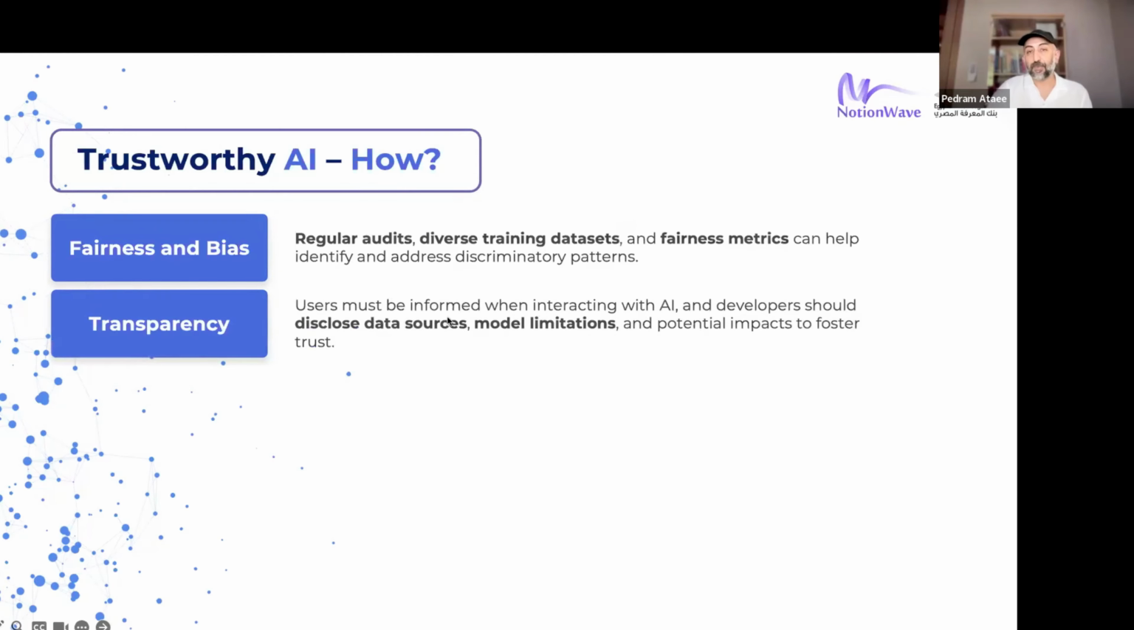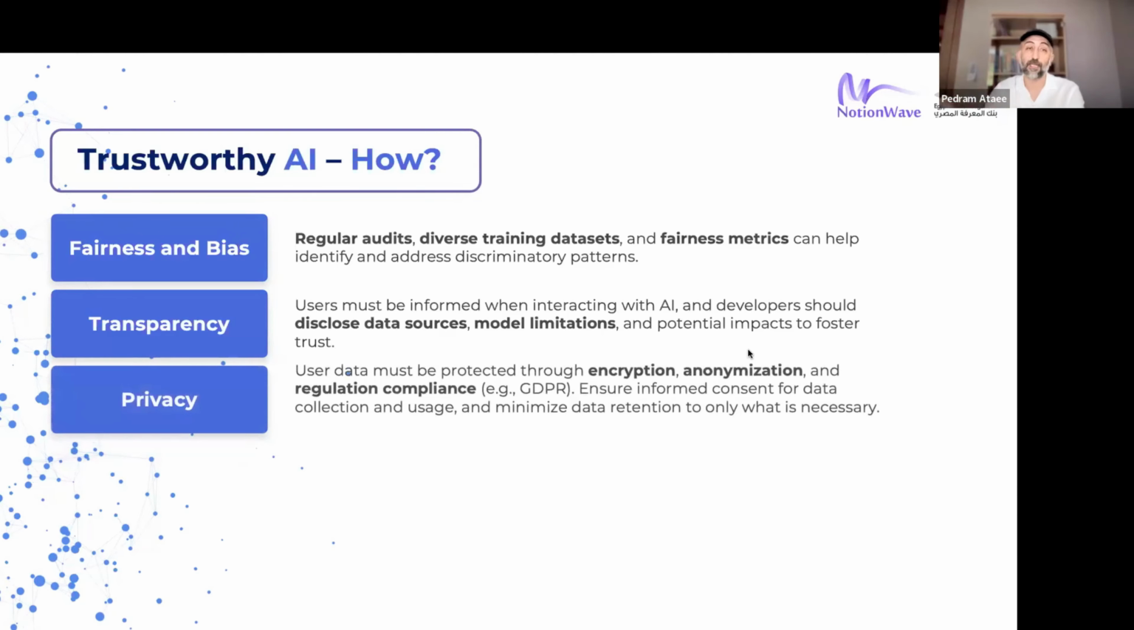For transparency, every time we want to build AI, we have to disclose data sources. If we are an AI company, then we have to disclose model limitations. If we are researchers and want to use AI-generated results in our research, we always have to disclose the model limitations to the research community that we are dealing with. Otherwise, we cannot build trust with them. For privacy, we can go with encryption, anonymization, and obviously compliance, which I'm not going to go through.